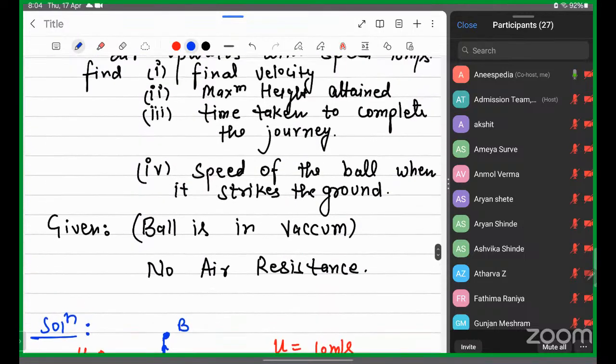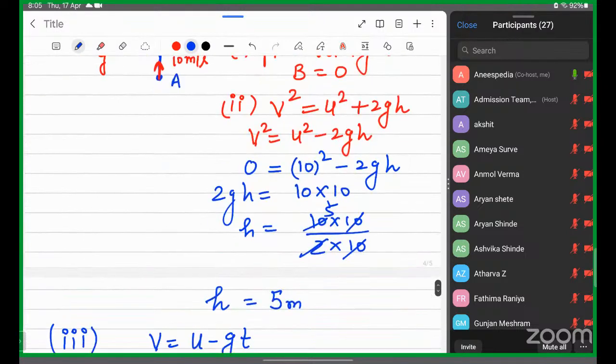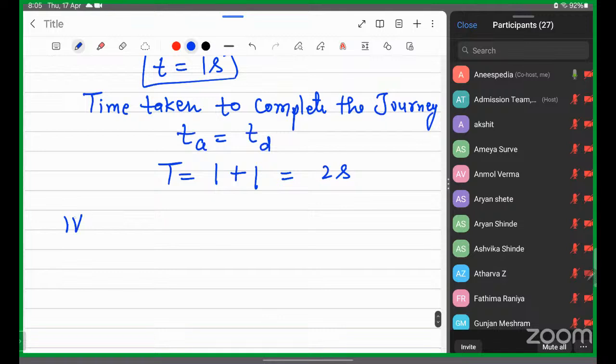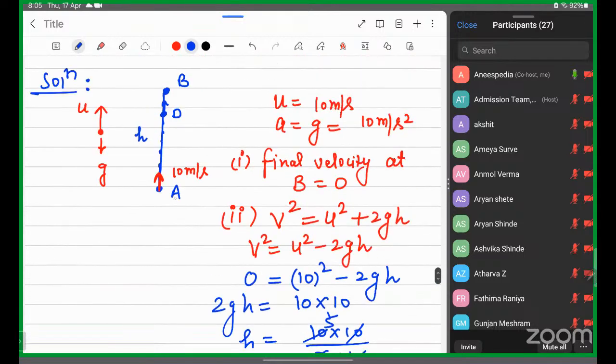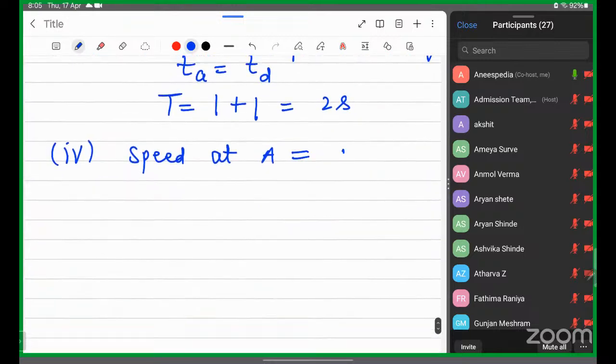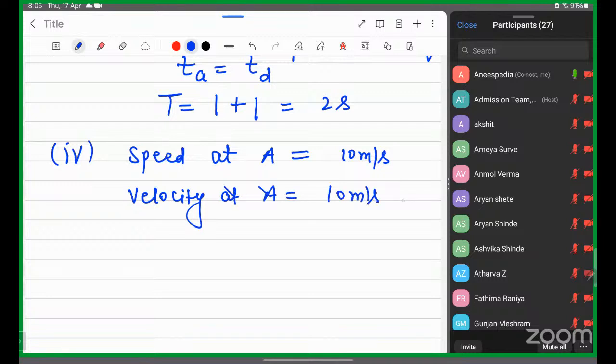Next, I want to know the speed of the ball when it strikes the ground. That is, the speed of the ball at its original position from where the ball was projected. So the speed at point A will be the same as it was at point A when you projected it. We projected the ball at point A with 10 meter per second in the upward direction. This time the speed will be the same, 10 meter per second. But if we are looking for velocity at point A, its magnitude will be 10 meter per second, but its direction will be downward.